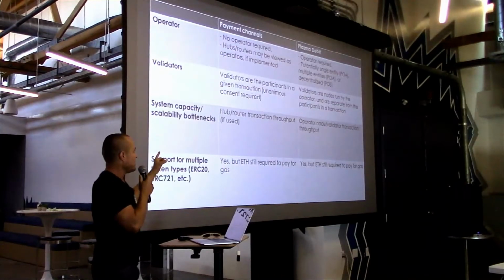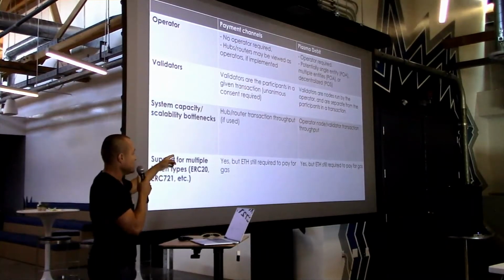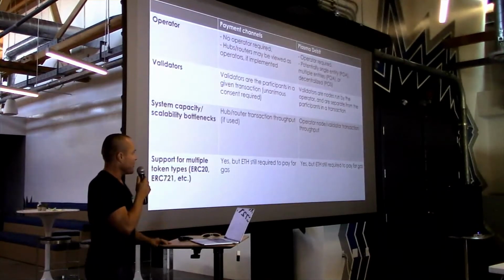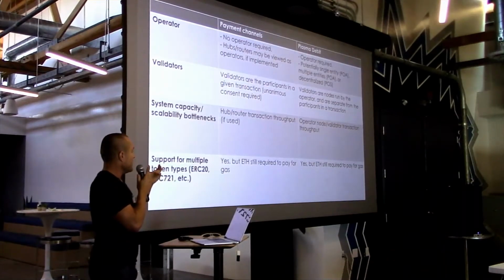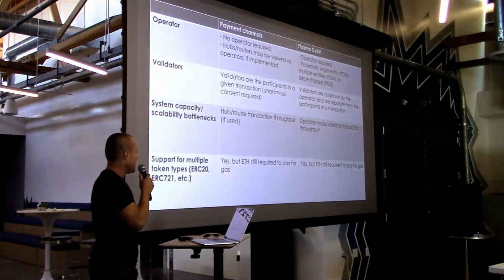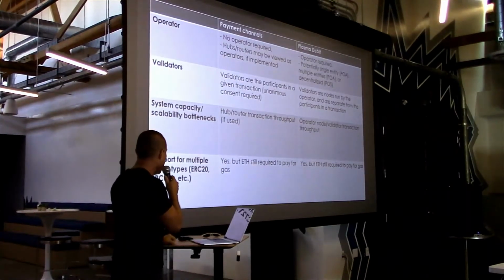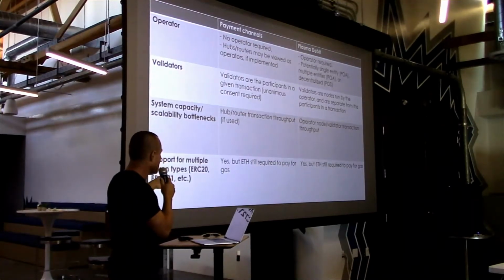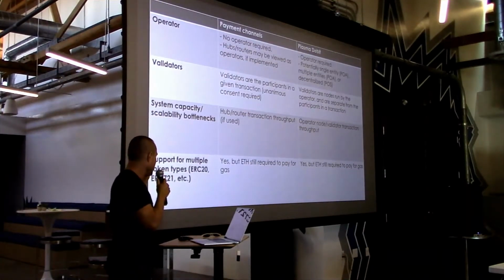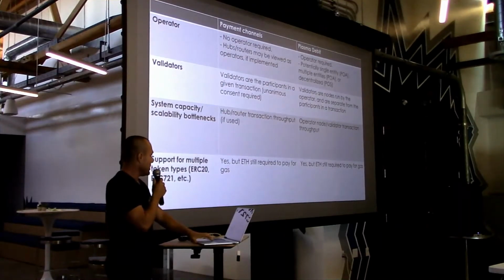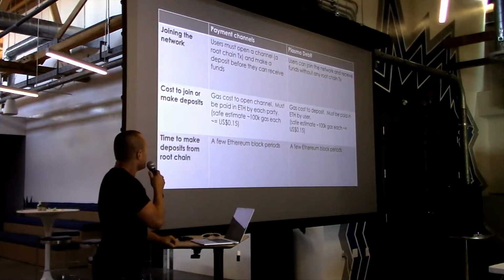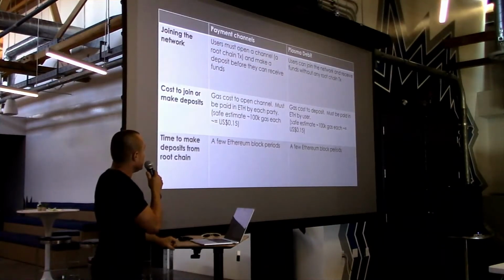Capacity, system capacity, how many transactions per second can each one handle? It's going to be limited by the hub in payment channels, or by the operator in Plasma. So again, the bottlenecks are similar. You've got a kind of semi-centralized entity there that's processing transactions, and that's going to be your bottleneck. And then support for multiple token types. So any of these can support Ethereum, ERC-721, whatever kind of tokens you want. They're pretty much on par in that regard.